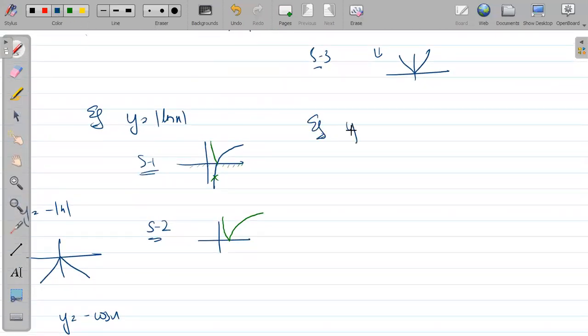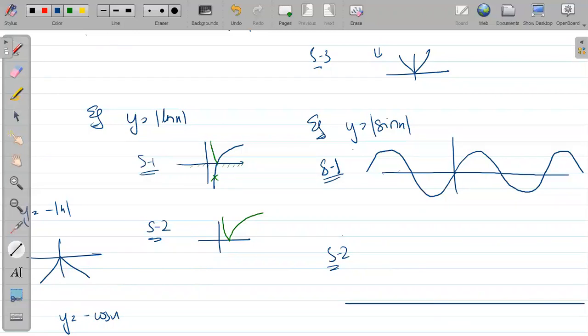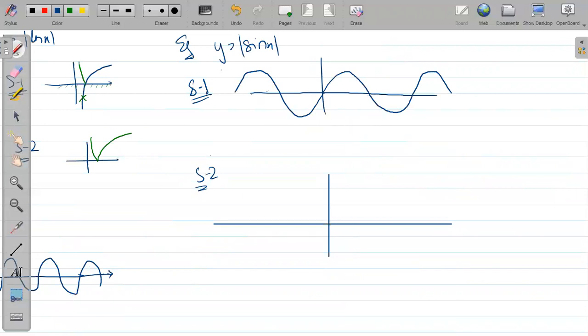Yes, sir, definitely. y equal to sine of mod of sine x. The graph of sine x is what? This is the graph of sine x. Now you have to take mod over it. This is step 1. Step 2 is what? You have to take mod over this function. That means whatever there is in a downward part, you have to take mod over this.